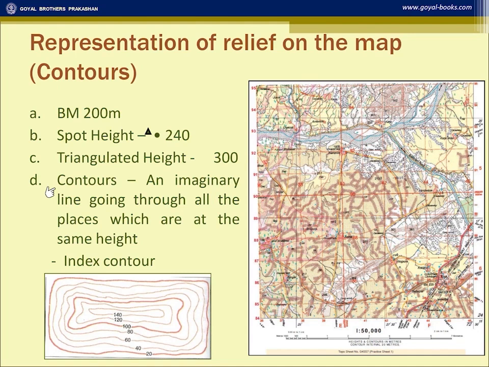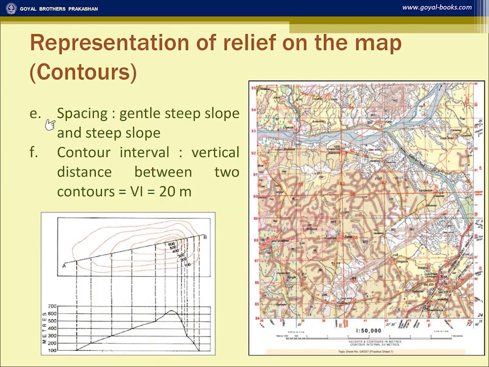Now, what is an index contour? You see, the contour interval is only 20 meters. Now, we cannot go on drawing very, very small contours to show the height of a mountain or a hill. So, every fifth contour is taken as 100 meters, and that is why it is darkened. You can see the darkened contour is the index contour, right? In this also you can see every fifth contour is dark because very small contours are not really visible.